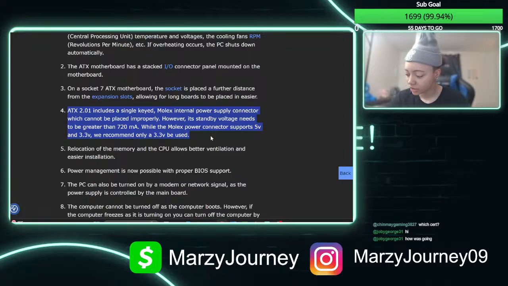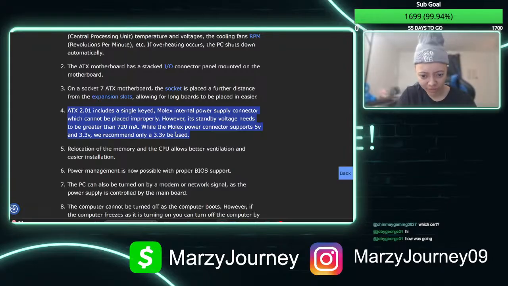So now we got the ATX 2.0, which includes a single keyed Molex internal power supply connector. Oh, so it comes with a power supply connector, nice, which cannot be placed improperly. Ooh, wait, but if so, like, could we put the warning here? Like, why? Would my PC blow up? Like, what is going on? So, however, its standby voltage needs to be greater than 720 mA. While the Molex power connector supports 5V and 3.3V voltages, we recommend only using a 3.3.